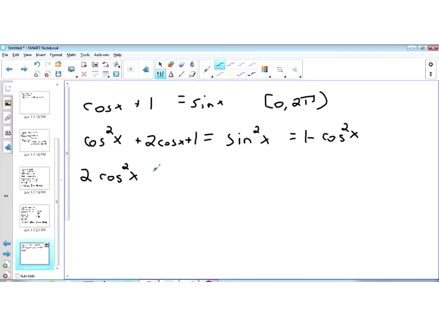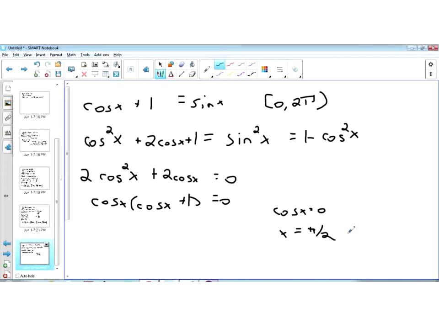So setting up the quadratic equation in cosine x, we have 2 cosine squared x plus 2 cosine x is equal to 0. Okay, and so now we can factor out a cosine x, probably divide the equation by 2 as well. So cosine x times cosine x plus 1 is equal to 0. Okay, and so cosine x is equal to 0. The one solution, so that means x would equal pi halves or 3 pi over 2.